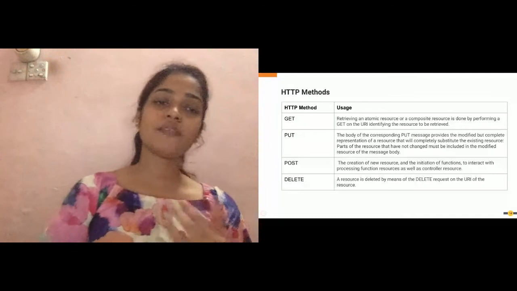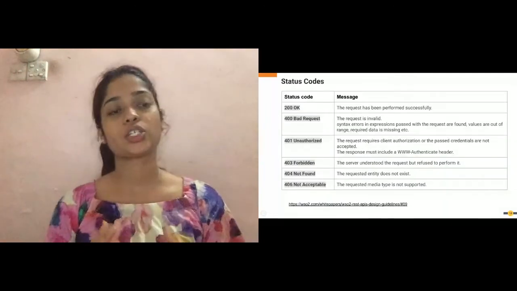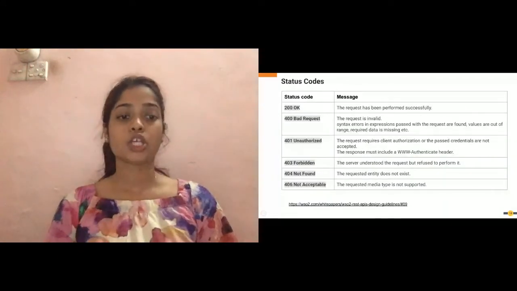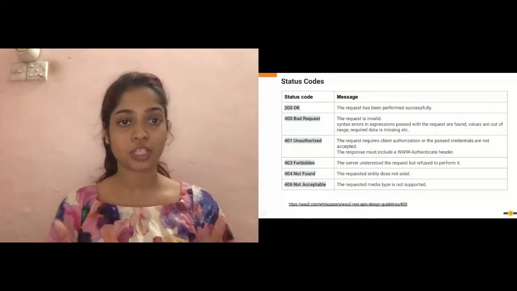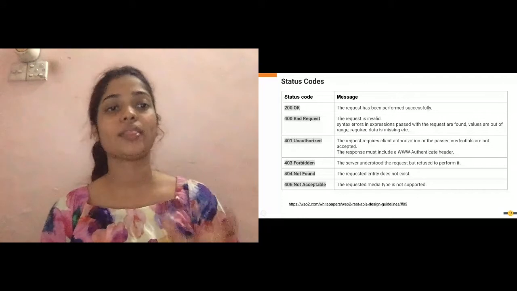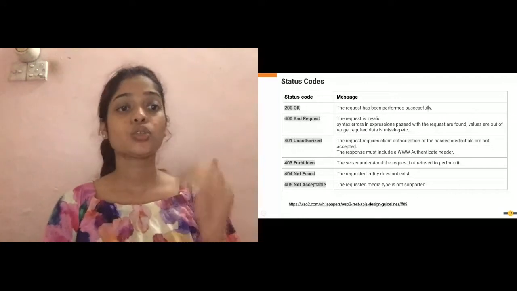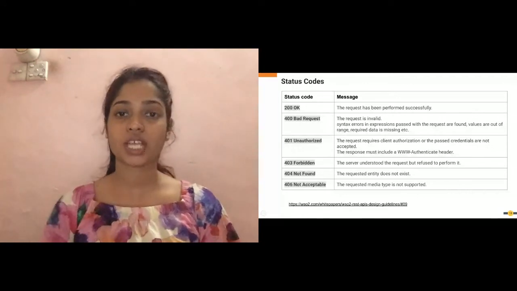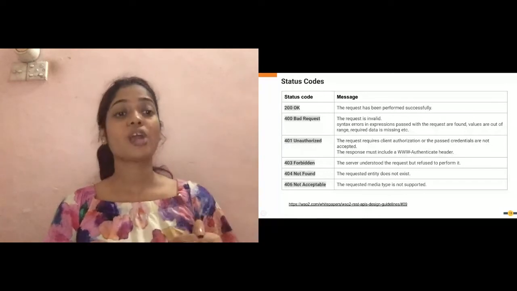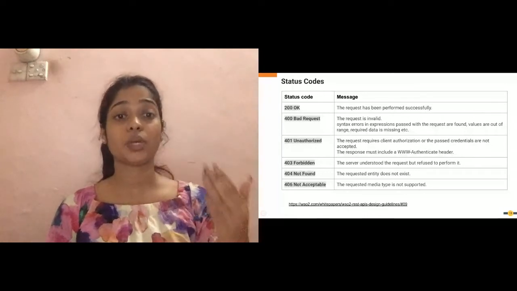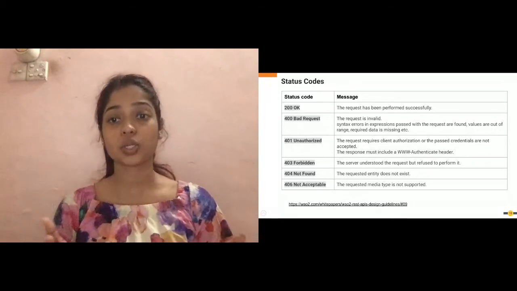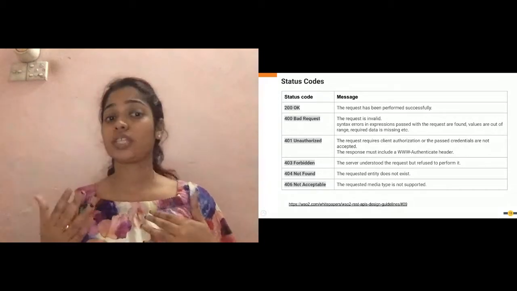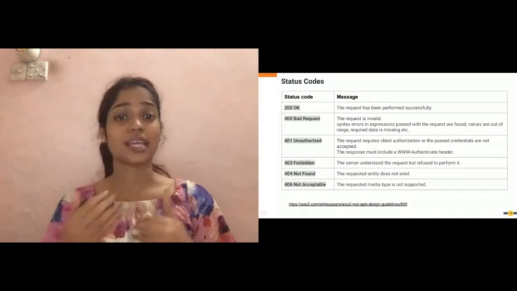So let's have a look at some of the main status codes, because there are a lot of status codes. You can follow the rest of the status codes from our white paper that has been published by WSO2. So let's have a look at the main status codes. 200 OK defines that the request has been performed successfully. 400 bad request says that the request is invalid. That means there can be syntax errors in the expression passed with the request, or values can be out of range, or required data can be missing.